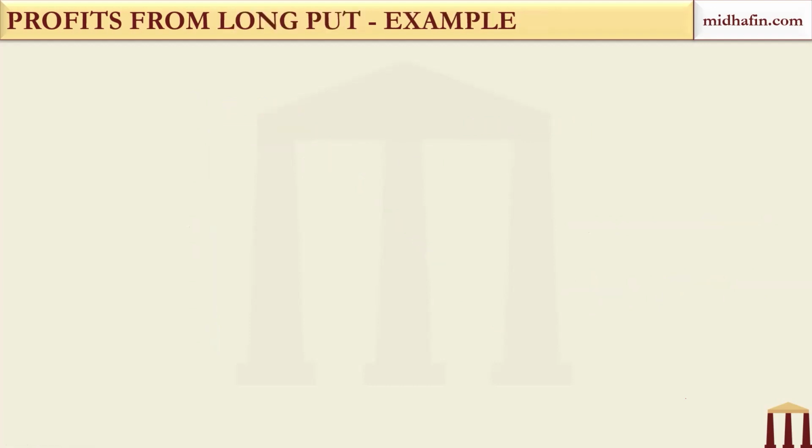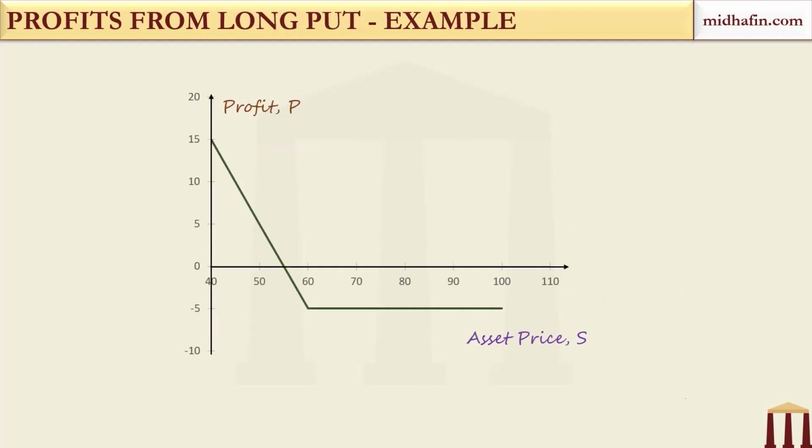Next, talk about profit from long put. In the case of a long put position, this is the profit line that you will see. Again, it goes below because for asset prices greater than 60, the put option is never exercised. A put option is always exercised when the stock price is less than the strike price. That's why for all the stock prices below 60, you will have an increasing line, going towards the positive direction on the y-axis.